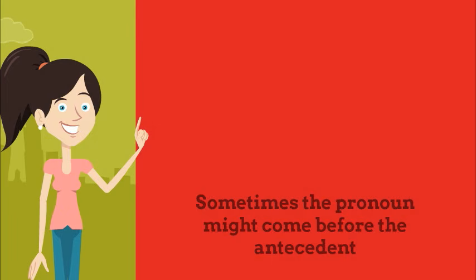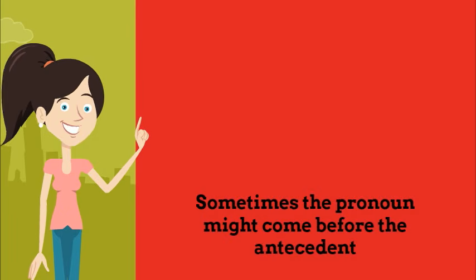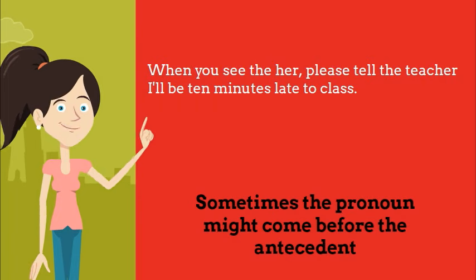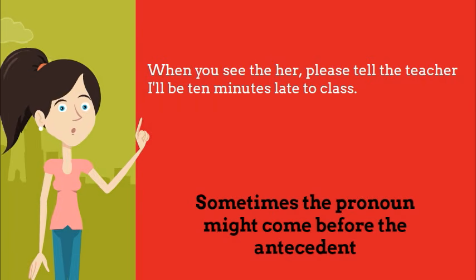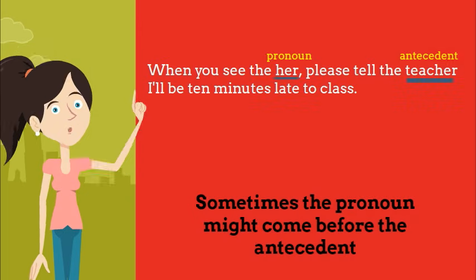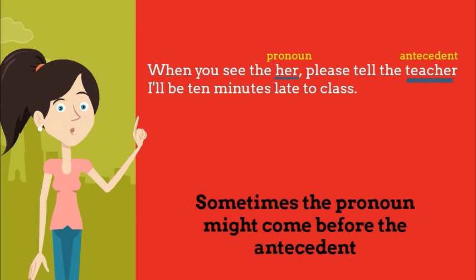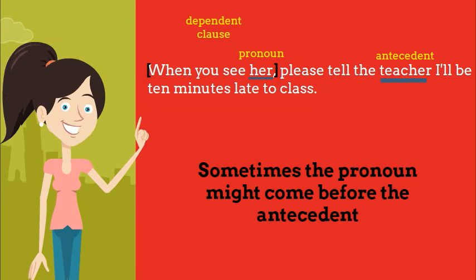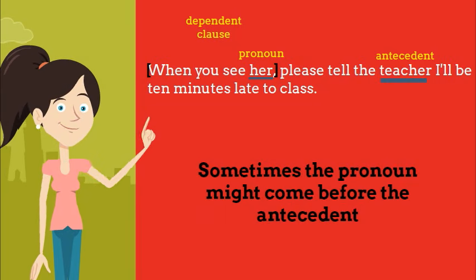Despite the name, an antecedent does not always come before its pronoun. Let's look at this example. When you see her, please tell the teacher I'll be 10 minutes late to class. The antecedent is still teacher, even though it comes after its pronoun. Notice how the sentence begins with a dependent clause, so that puts the pronoun before the antecedent.